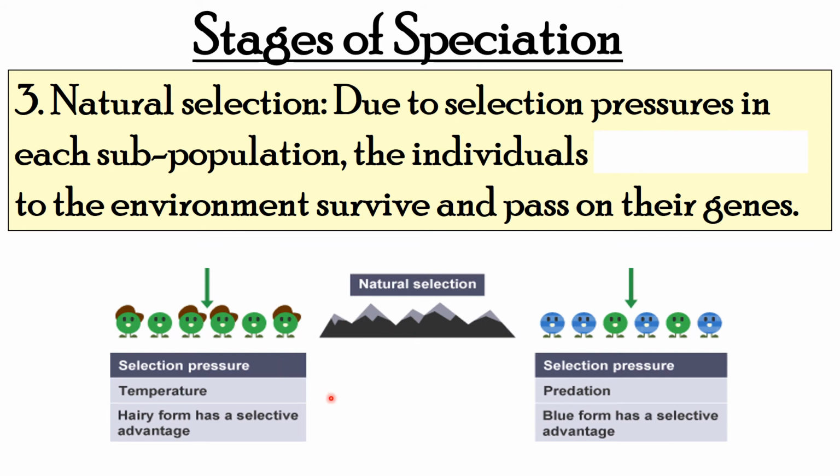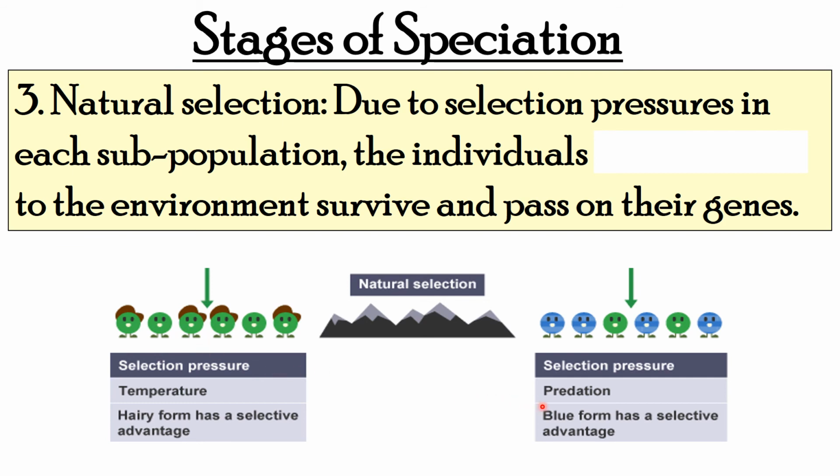So you produce more offspring, remember, than the environment can support, and there's selection pressures, there's competition for resources, and those that are best adapted pass on their genes. So in these circumstances, these ones over here, they've got brown hair, it's cold on this side, so their being hairy gives them an advantage. So you start to have more hairy folk on this side.